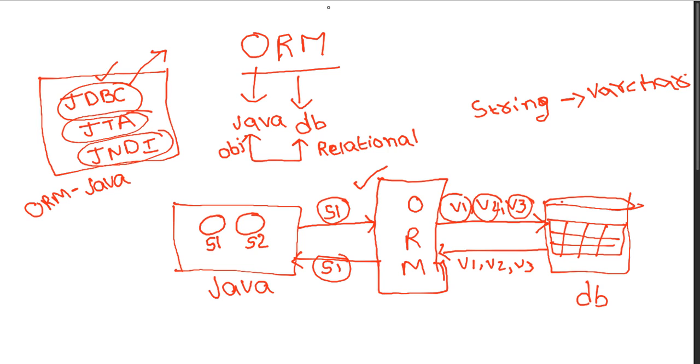For transaction, suppose I have 5 queries. First query I am writing, second query, third query, I want to execute 3 queries. Suppose the first query executed successfully, and the second query is giving some error.